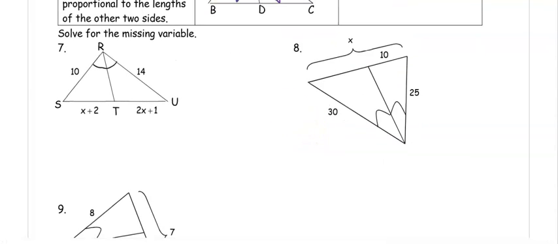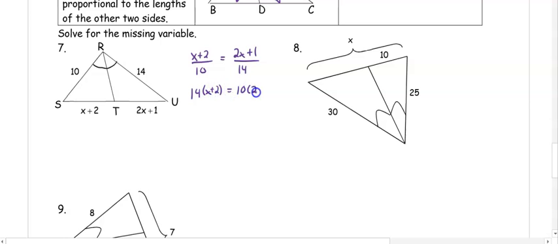So in number 17, when I set up my ratio, I would have x plus 2 over 10 is equal to 2x plus 1 over 14. So as we cross multiply, 14 times x plus 2 equals 10 times 2x plus 1. 14x plus 28 equals 20x plus 10. As we simplify here, we get 18 equals 6x. When we divide, x is 3.